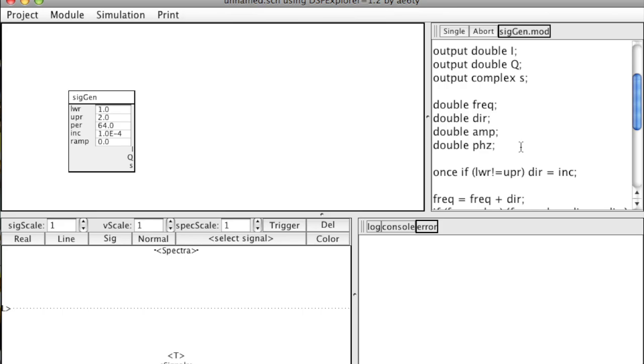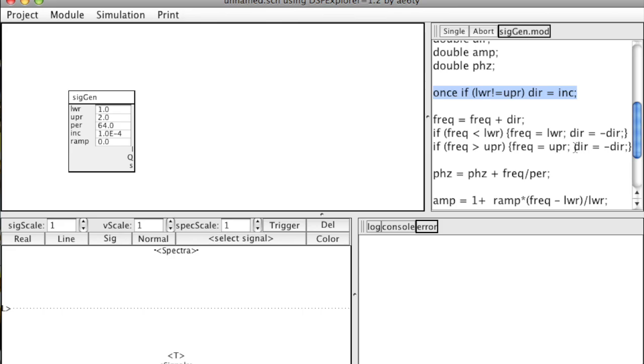However, there are times when we would like to initialize a variable to something other than 0. This can be done using a construct called once. The statement immediately following the once keyword is executed the first time the module is called, but is skipped over all other times. Here is an example of once. In essence, I'm saying if the lower and the upper frequency are different, then the direction is the increment. Otherwise, the direction will remain 0.